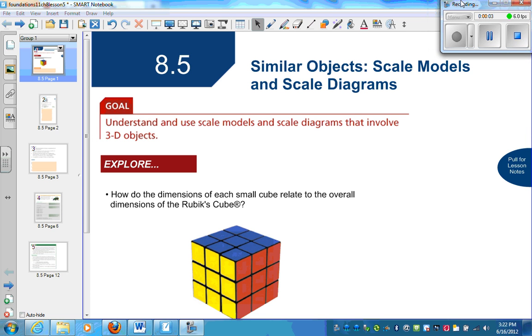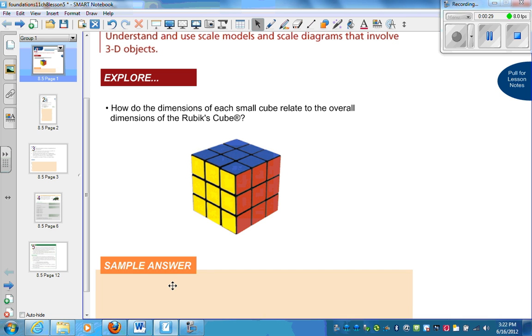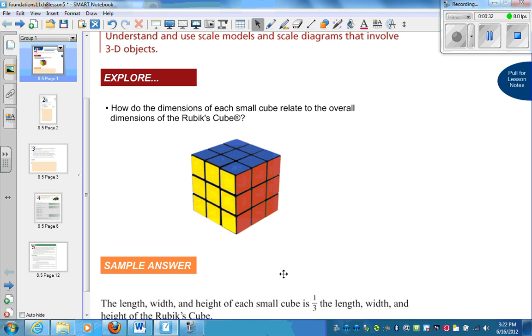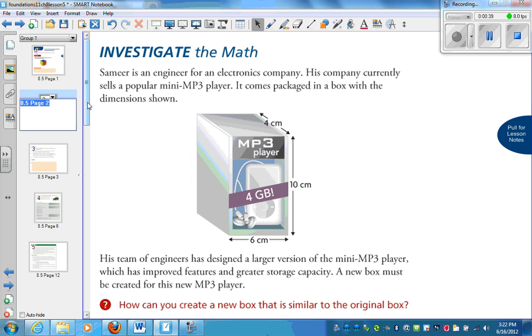Section 8.5, similar objects, scale models, and scale diagrams. So how do the dimensions of each small cube relate to the overall dimensions of the Rubik's Cube? Well, since the whole side of the big cube is 3 by 3 by 3, and each little cube is 1 by 1 by 1, each cube is 1/3. The length, width, and height of each small cube is 1/3 of the length, width, and height of the Rubik's Cube.